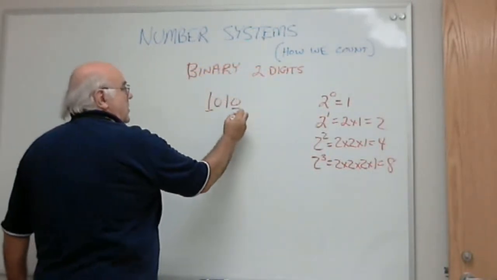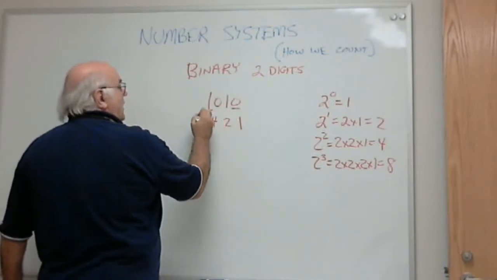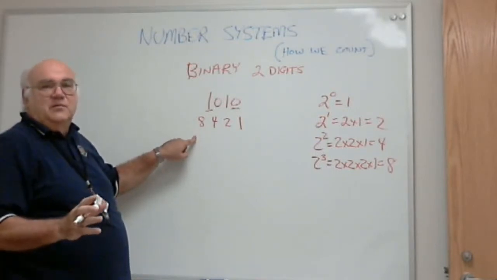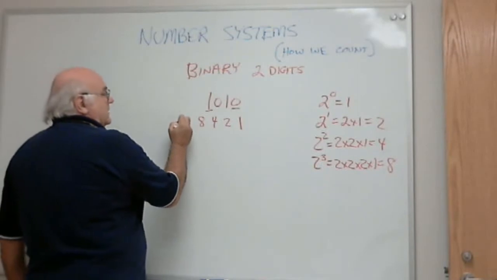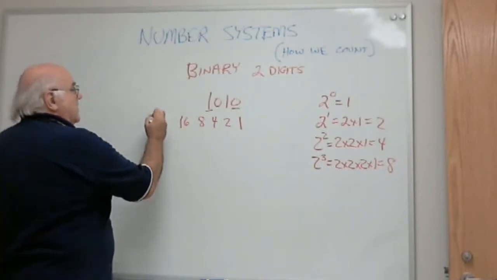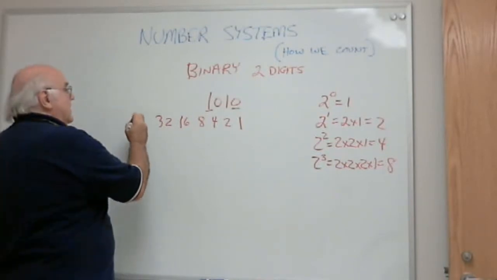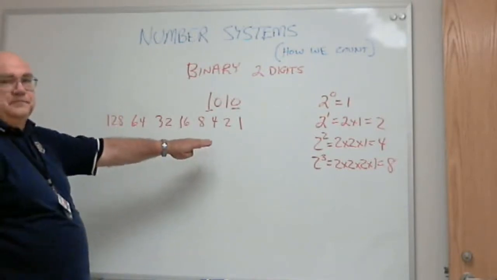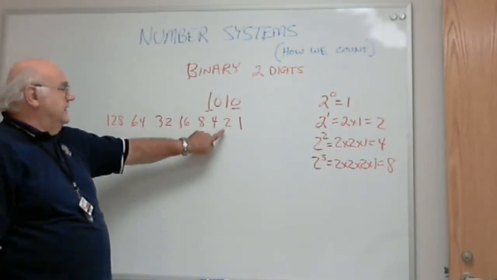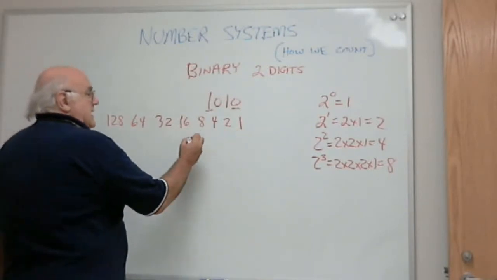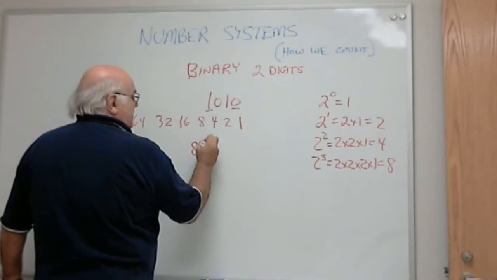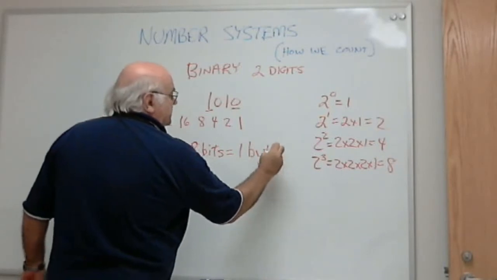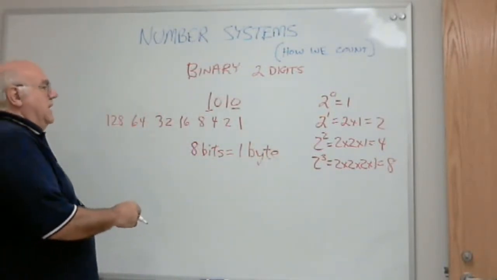Notice as I go up, 1, 2, 4, 8. As I go up, it doubles every time. That's a consequence of being binary. The next bit positional value would be 16. The one beyond that would be 32. The next one above that would be 64. And the one above that would be 128. I've got 1, 2, 3, 4, 5, 6, 7, 8 bit positional values there. In the world of binary, in the world of computers, 8 bits equals 1 byte. Okay. 8 bits is 1 byte.